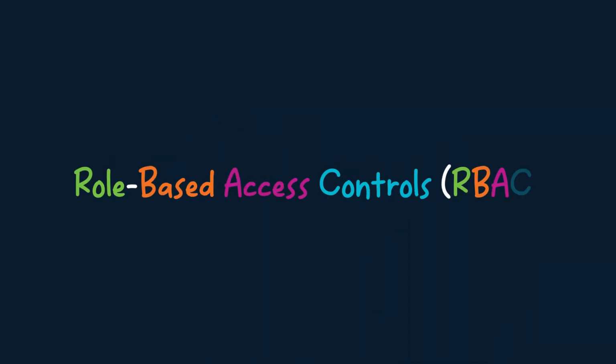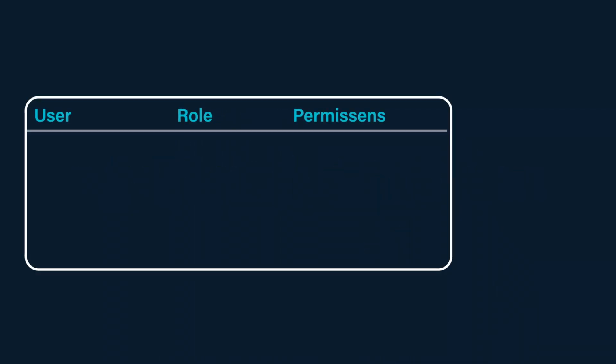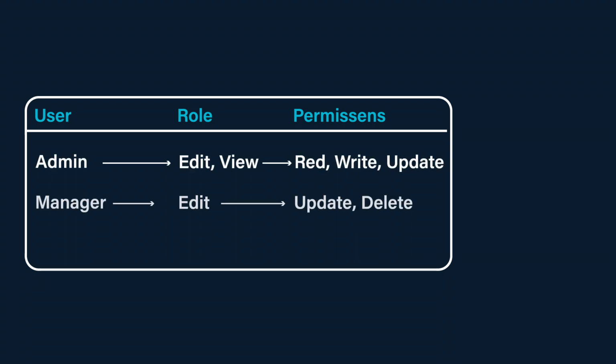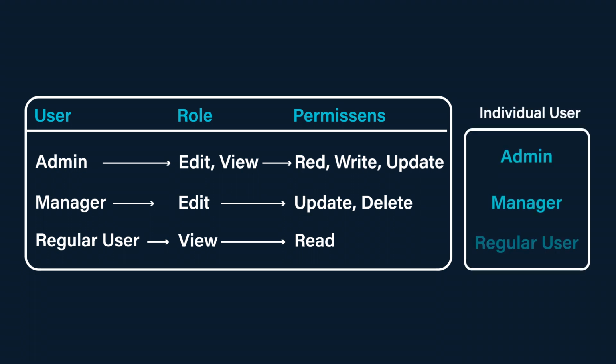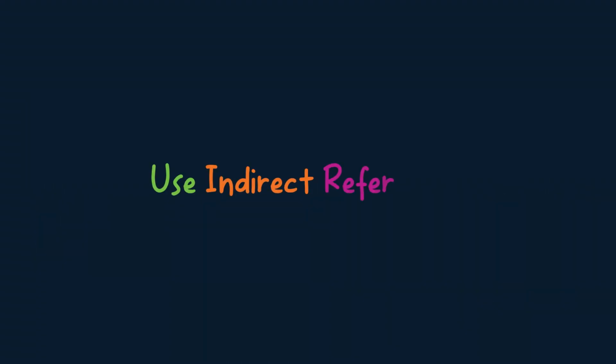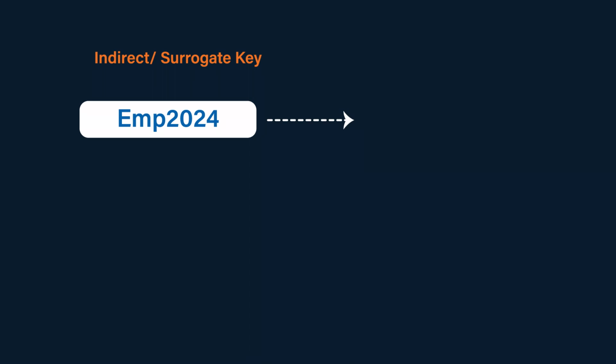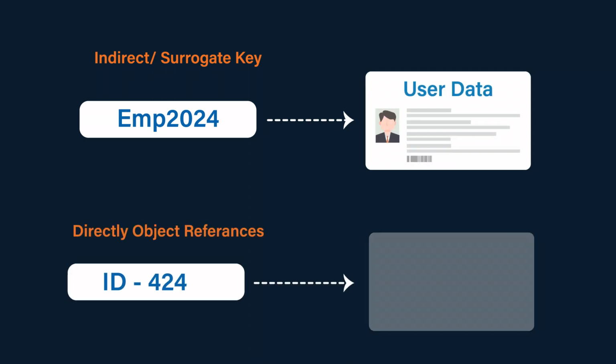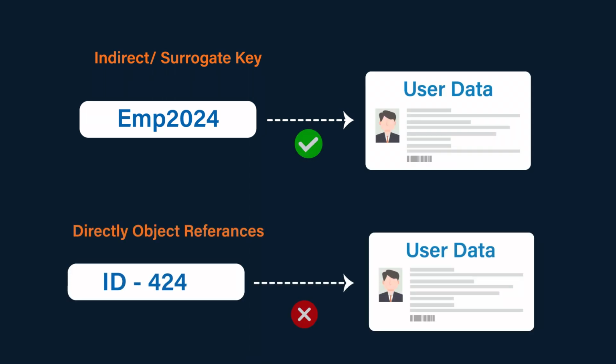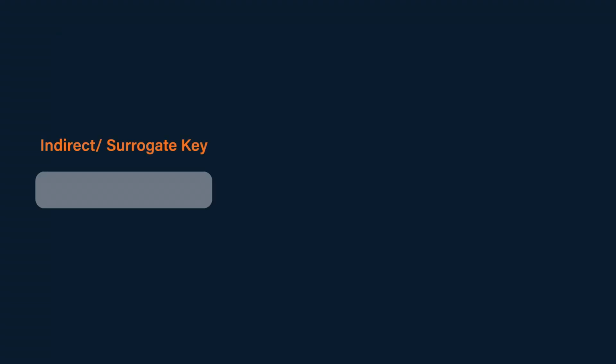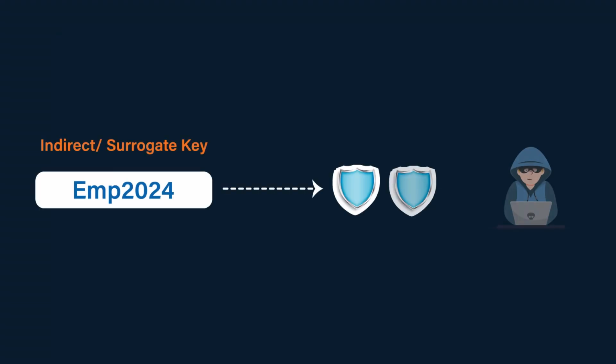Role-based access controls. Implement role-based access controls systems to enforce access controls based on users' roles and responsibilities. Assign permissions to roles rather than individual users, reducing the risk of unauthorized access. Use indirect references. Employ indirect references or surrogate keys to access sensitive resources instead of directly exposing internal object references. This approach adds an additional layer of abstraction, making it more challenging for attackers to manipulate or guess resource identifiers.